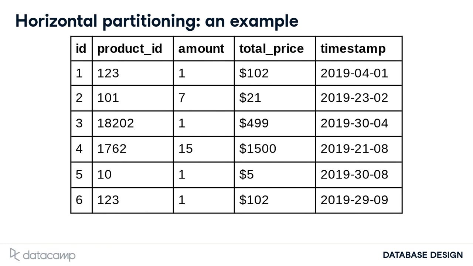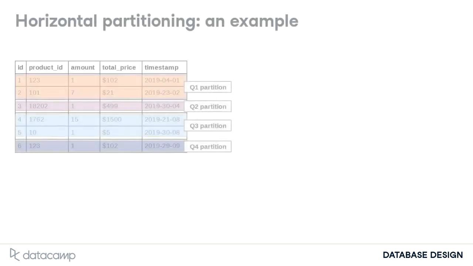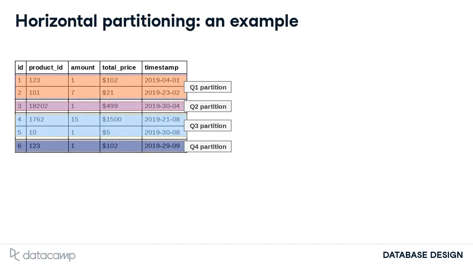Let's say you have the following table where every row is a book sale. We could decide to partition the table according to the timestamp. You could create partitions according to the timestamp and partition them by quarter. Different SQL dialects have different ways of creating partition tables. In this example, we'll look at PostgreSQL, where you can use something called declarative partitioning since Postgres 10.